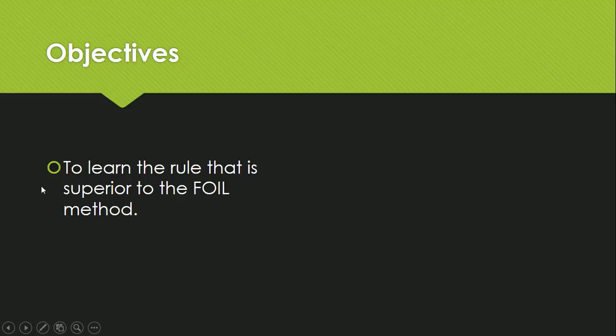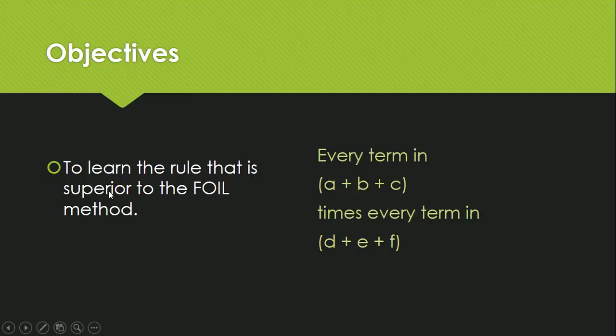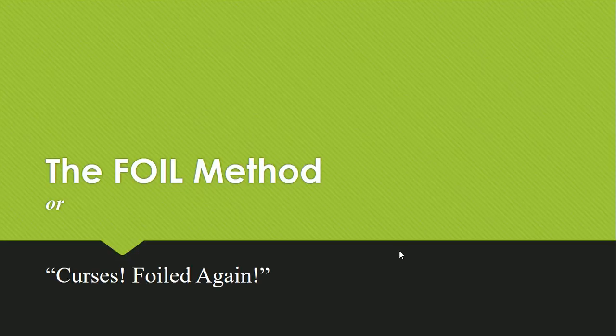And we learned that the FOIL rule is actually underneath a superior rule, and that is every term in the first expression must be multiplied times every term in the second expression. So the A times the D, the E, the F. The B times the D, the E, the F. And the C times the D, the E, the F. And that's where we came up with the 9 terms in a row. That is the FOIL method, or Curses Foiled Again.